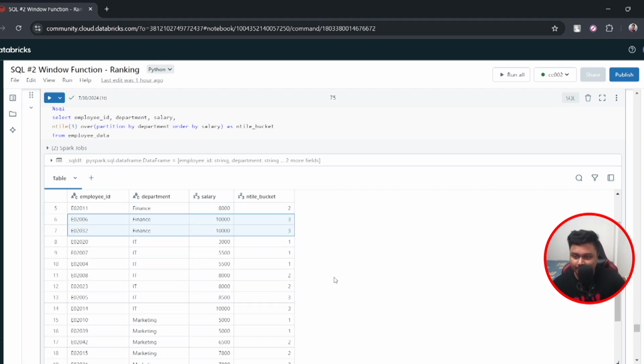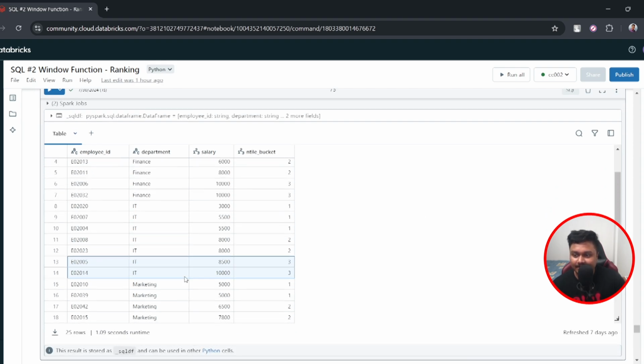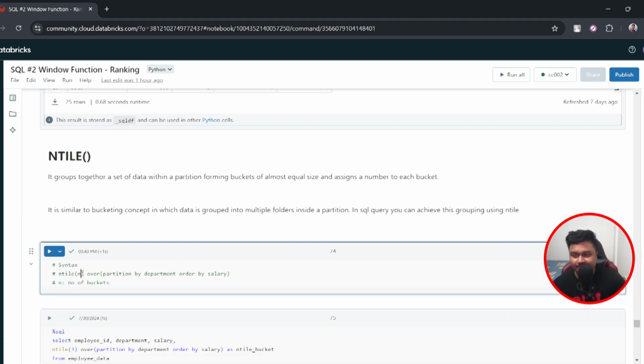Let's check out some more examples. Here you can see these 3 records fall into the bucket number 1. These 2 records fall into bucket number 2, and finally these 2 records also fall into bucket number 3. So this is how you can see inside a single partition, data has been grouped into 3 buckets or any number of buckets that you define here in the syntax.